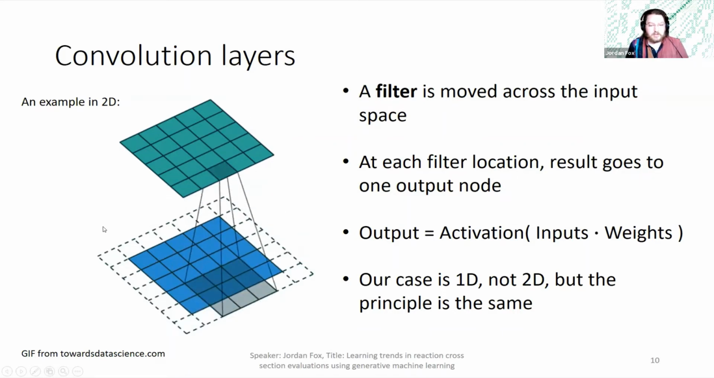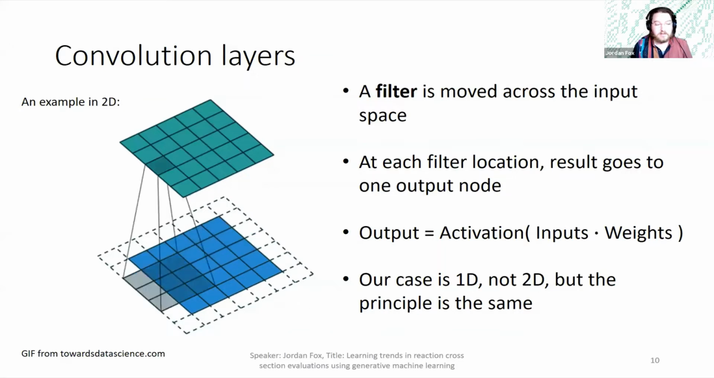So the output is the input in blue multiplied by the weights which sit on the filter, and we take the activation of that, and that's the value of our output. I always think of this like a dot product. Basically, it's just a dot product that scoots around on your image. Our case is in 1D, so it's actually even simpler than this, but I like the 2D picture just for intuition. The principle is exactly the same. We have essentially a parameterized dot product that scoots down our vector input and produces the output that way.